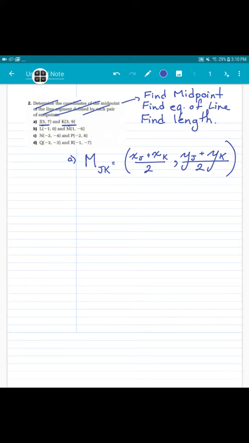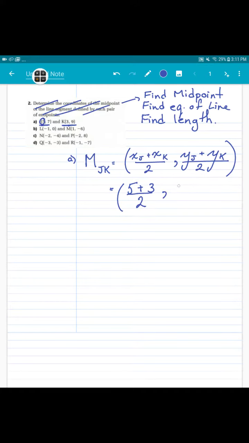So I just laid out the midpoint formula. You're going to have to memorize this. It's just sort of the average between each of the two coordinates, the X and the Y. So the first thing I'm going to do is substitute the values in. So xj means the x value of point J. You can see right there, that's 5. So let's write that in. So we get 5 plus the x value of point K, which is 3, divided by 2.